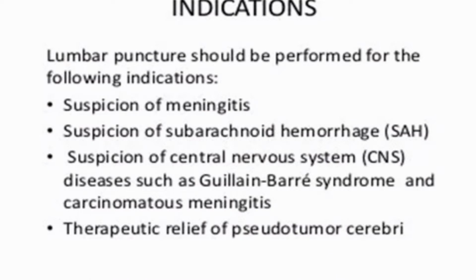What are all the indications for lumbar puncture? Lumbar puncture should be performed for the following indications: to diagnose meningitis and to diagnose SAH, subarachnoid hemorrhage, suspicion of central nervous disease such as GB syndrome and carcinomatous meningitis, and also for the therapeutic relief of pseudotumor cerebri. These are the main indications for lumbar puncture.